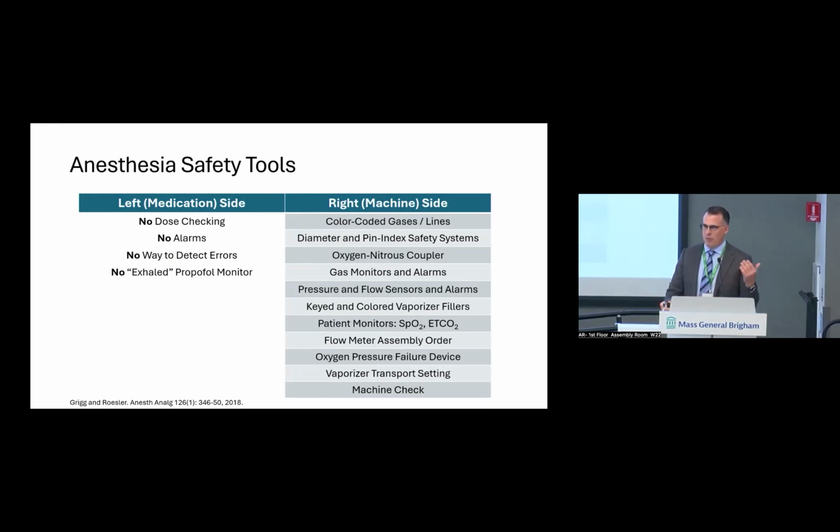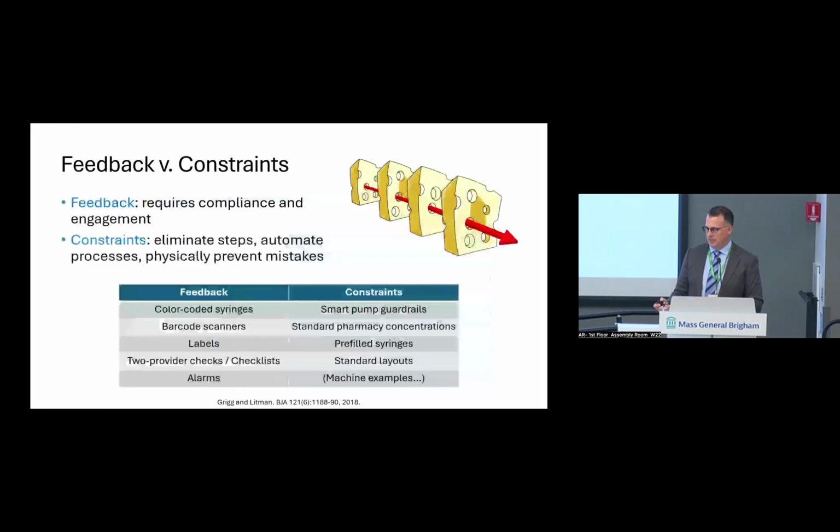So we don't have ways to detect errors most of the time. If you give the wrong dose, it's usually something discovered much later. We don't have alarms about giving the wrong dose when you're bolusing medications. So starting to think about how can we make the medication side of our workspace start to look a little bit more like the machine side.